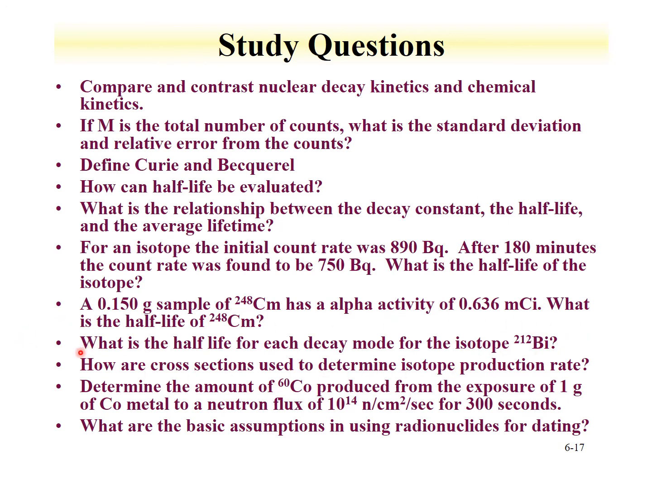We did that example. Determine the amount of cobalt-60 produced from exposure of 1 gram of cobalt metal to a neutron flux of 10 to the 14th neutrons per centimeter squared per second for 300 seconds. This would be an example. And what are some basic assumptions in using radionuclides for dating?